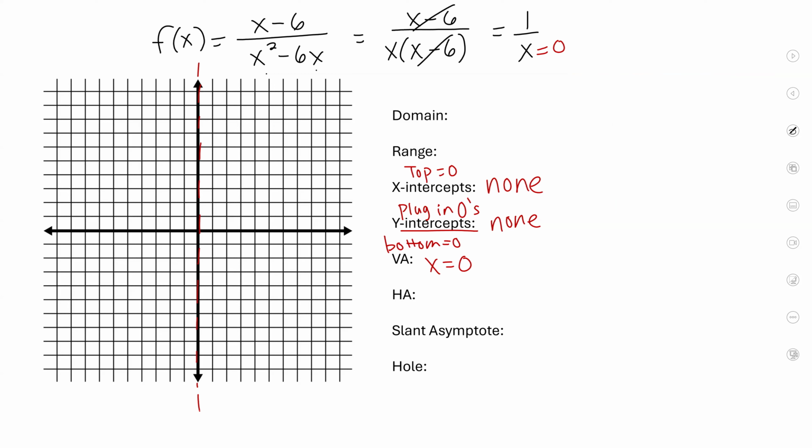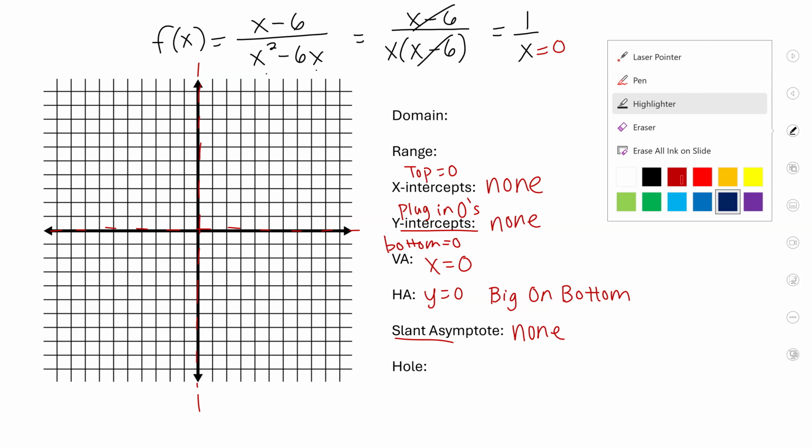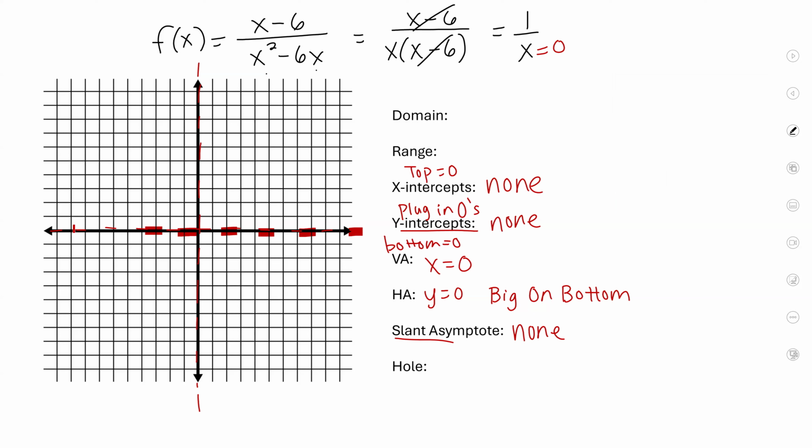Horizontal asymptote. It was big on bottom this time. So if it's big on bottom, it's y equals 0. So I have a horizontal asymptote right here. Slant asymptote. Well, you only have a slant asymptote when the top is bigger by 1. So there is no slant asymptote in this case. Let me highlight my asymptotes. There's a horizontal one right here because it was big on the bottom this time. And we found our vertical asymptote.